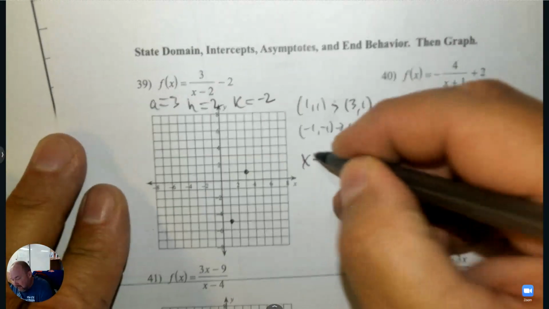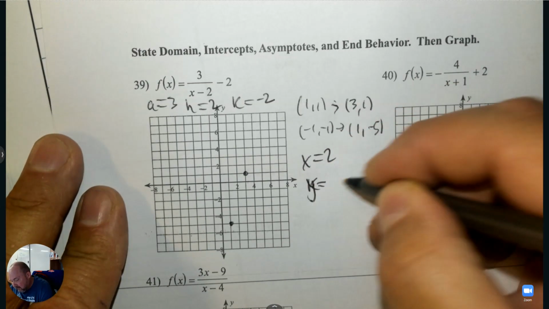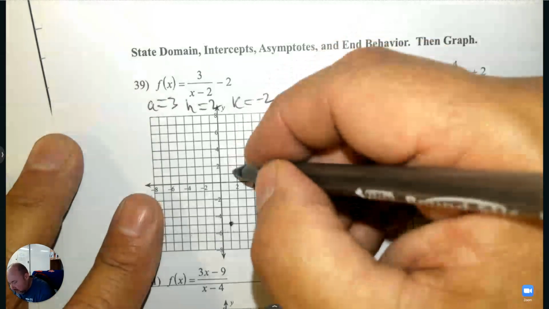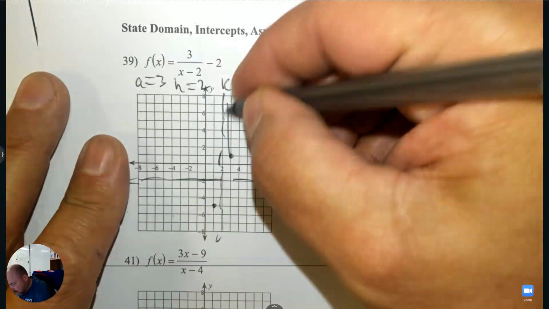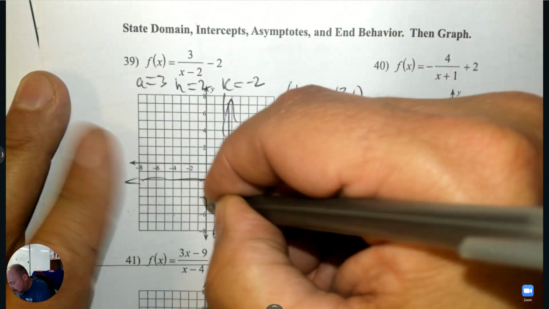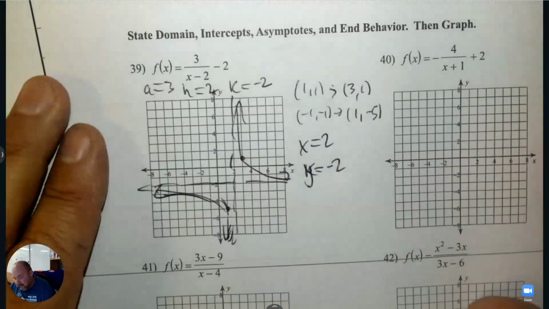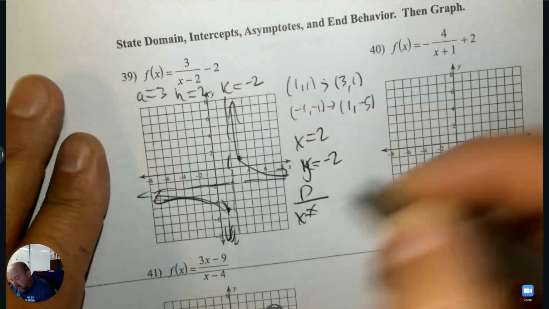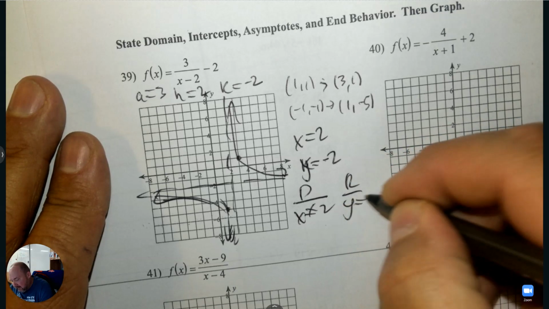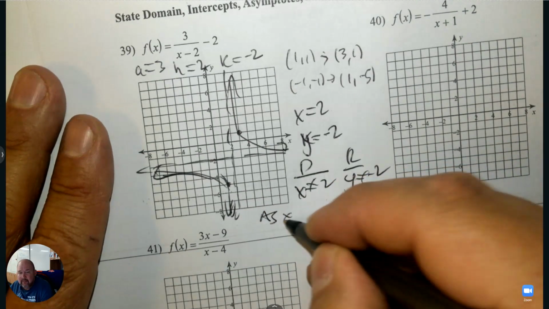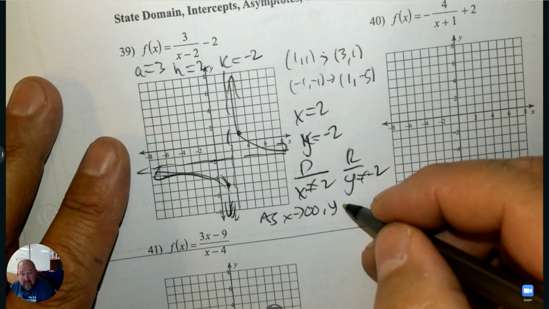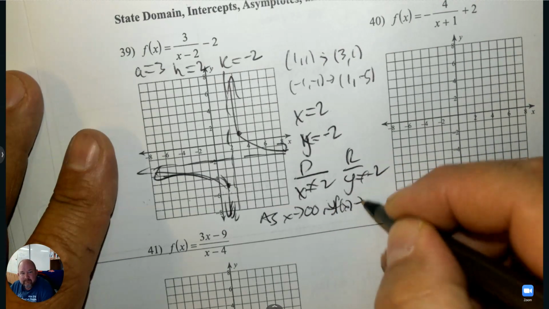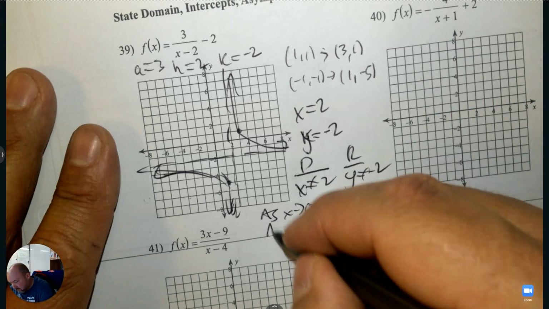Then the asymptotes, that's H and K. Those are asymptotes. So that's at 2 and negative 2. And then we draw the curves through those points. The domain: x cannot equal 2, and the range: y cannot equal negative 2. The end behavior, so the right end and the left end are both going to k, f of x, which is negative 2.